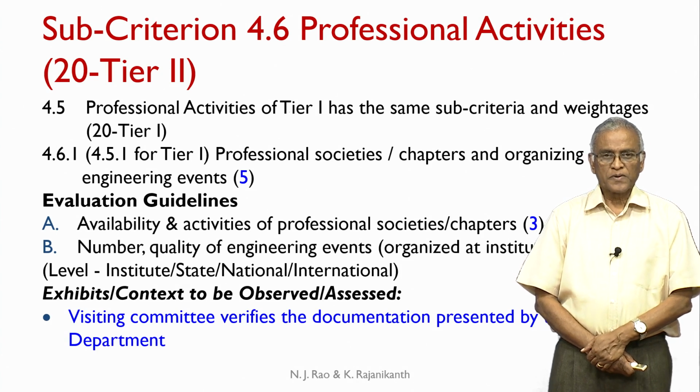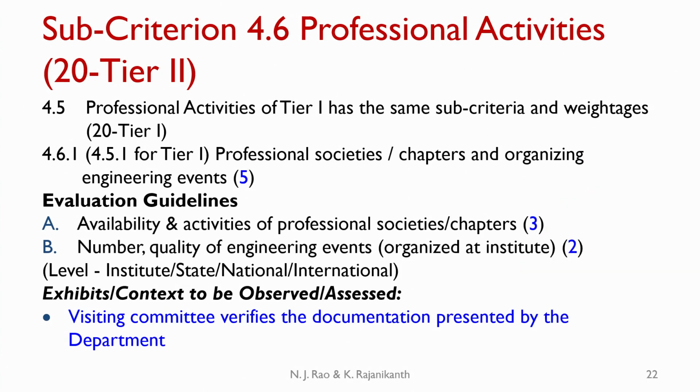Now come to the sub-criterion 4.6, that is professional activity. It is 20 marks for tier 2 and also 20 marks for tier 1, except that will be labeled as 4.5. The evaluation guidelines include availability and activities of professional societies and chapters, 3 marks, and number and quality of engineering events organized at the institute, either institute level, state level, national or international level, 2 marks.